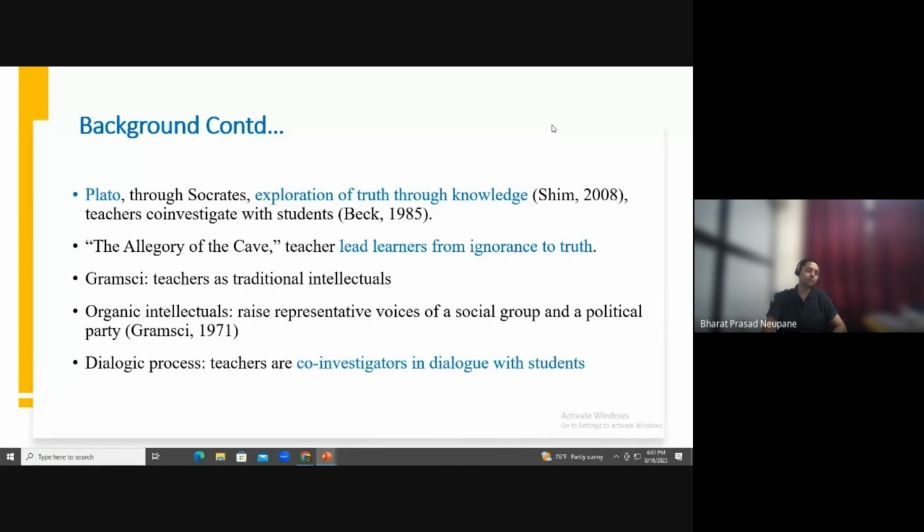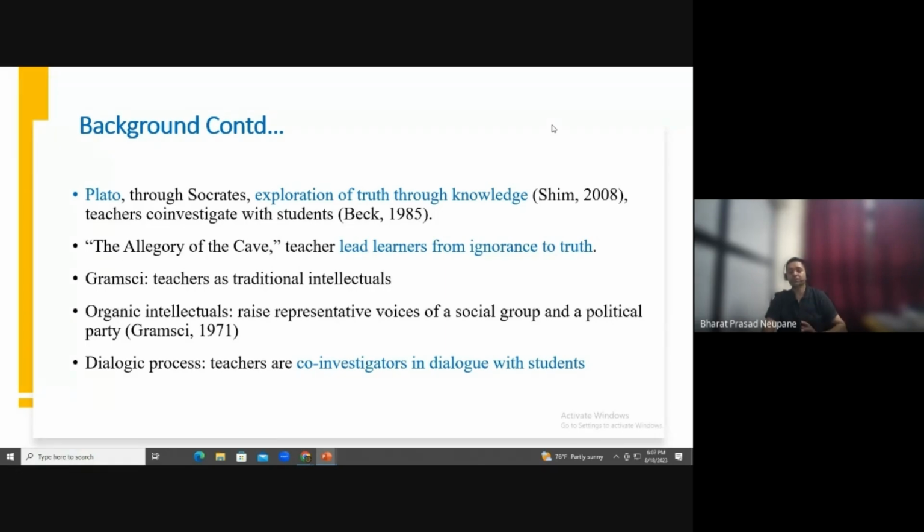And when I looked into the books written by Plato, where he spreads the knowledge of Socrates, he has presented teachers as the one who explores the truth through knowledge. Teachers co-investigate with students, as noted by Beck 1985. Particularly in the Allegory of the Cave, Plato presents teachers as the one who leads learners from ignorance to truth.